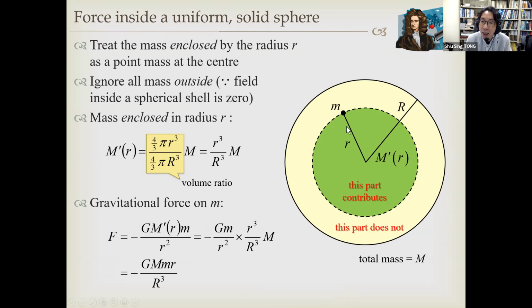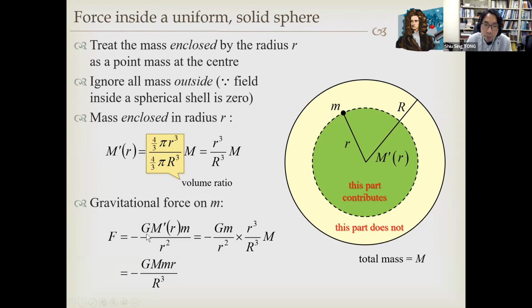I want to find the mass m prime, which is enclosed by the dashed line, the green part. So I find it by the volume ratio. If the total mass of the sphere is M, then I calculate the volume of the small sphere, which is 4/3 pi small r cubed, divided by 4/3 pi big R cubed, which is the total volume of the sphere, multiplied by M, and I get the m prime, the mass inside. And this is, of course, small r cubed divided by big R cubed multiplied by M.